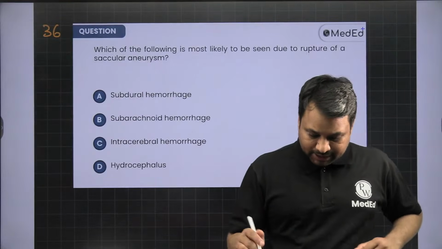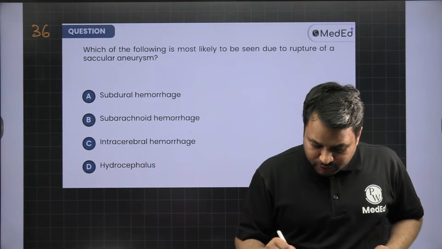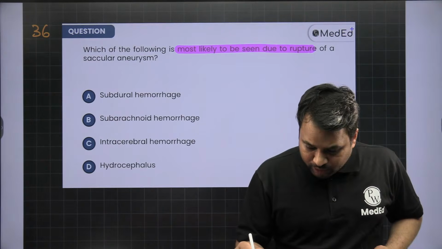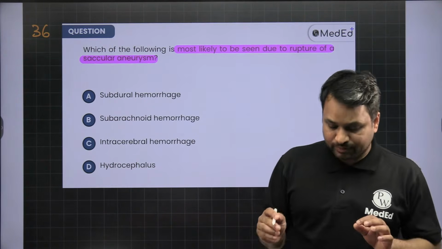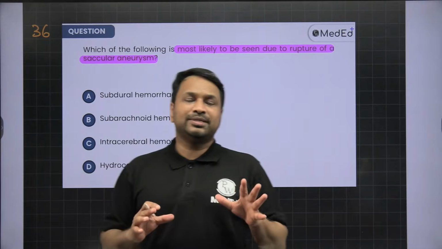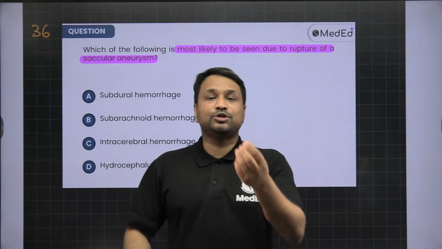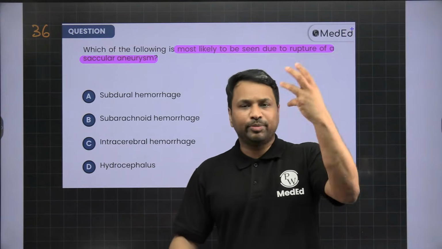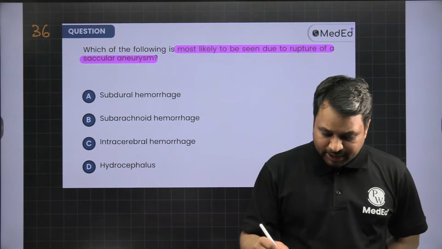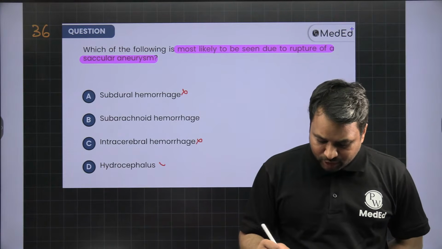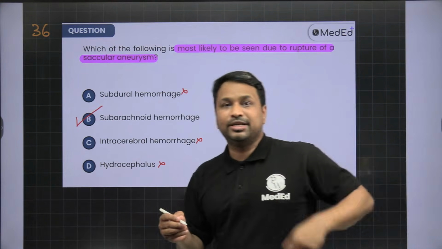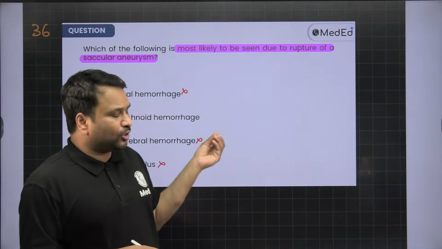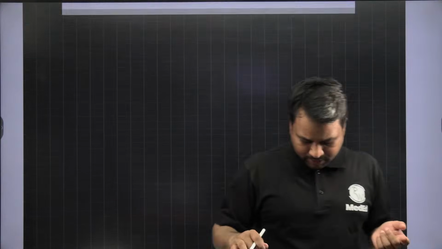Question number 36. Which of the following is most likely to be seen due to a rupture of saccular aneurysm? Now, the most common site of aneurysm in the body is Berry's aneurysm, which is going to be in the subarachnoid space. And obviously, subarachnoid hemorrhage will present because of ruptured Berry's aneurysm. So here it cannot be subdural, not intracerebral, not hydrocephalus. It is going to be subarachnoid hemorrhage. Ruptured Berry's aneurysm is in the subarachnoid space. So the answer here is subarachnoid hemorrhage.